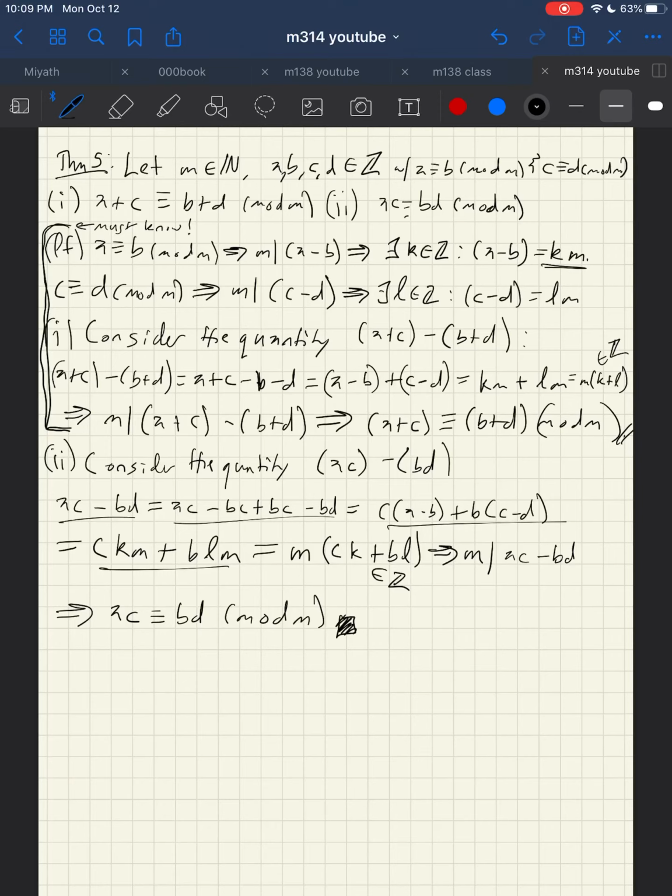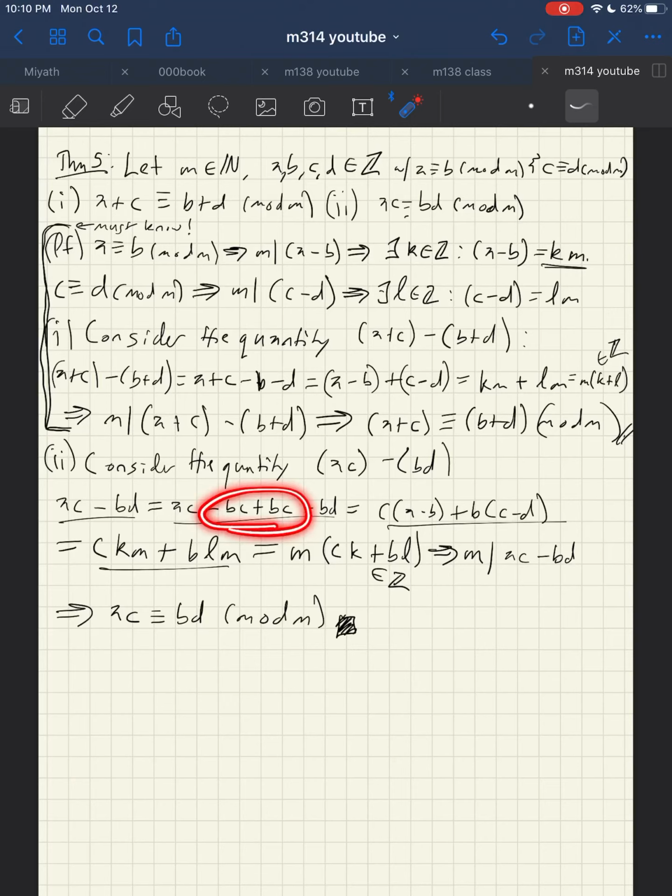The tricky part here, at least, and maybe this is straightforward to you, but for me the tricky part isn't the main idea, because the main idea is the same. It's unfold these definitions to get these representations of A minus B and C minus D. To me, that's not so challenging. And I also think it's not so challenging to see that if I need to show AC is congruent to BD, then I need to consider AC minus BD.